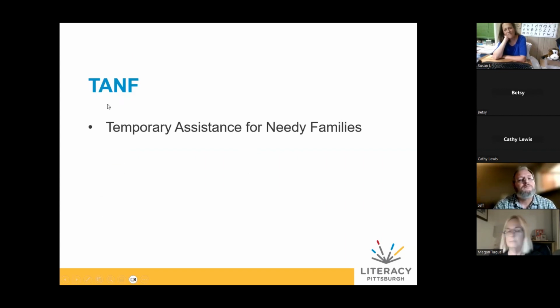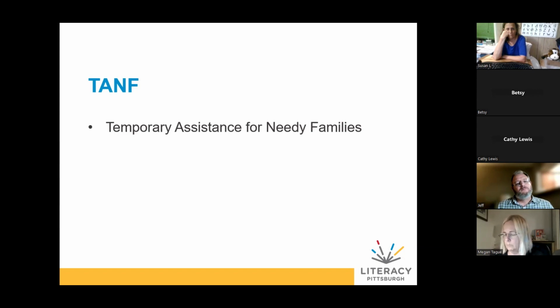And then we have TANF, which is the Temporary Assistance for Needy Families. This is not necessarily a Literacy Pittsburgh term. This is a national program run by the government. However, a lot of our students are at some point eligible for TANF as low income, and some of them are even using this program to help stay afloat. So this is something that you might run into with some of your students.